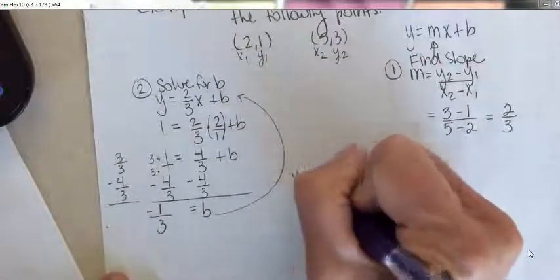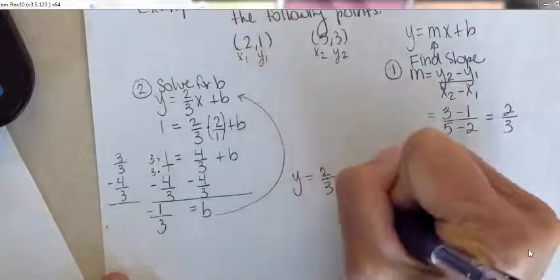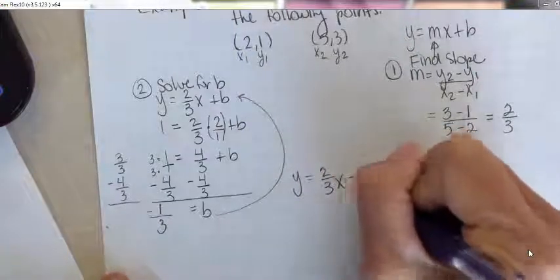So I'm going to plug that right back in here. And I'm going to end up with y equals 2/3 x minus 1/3, or plus a -1/3.